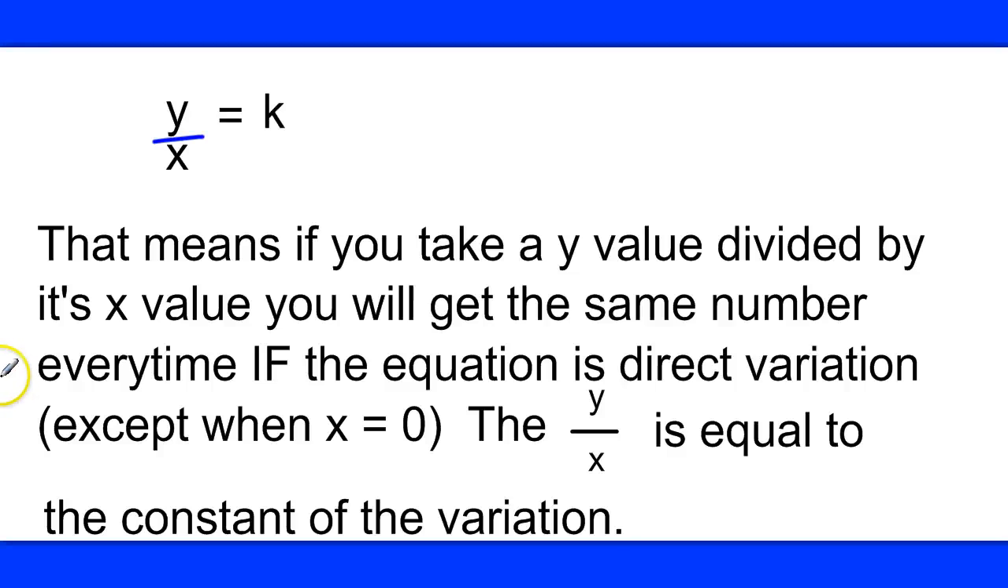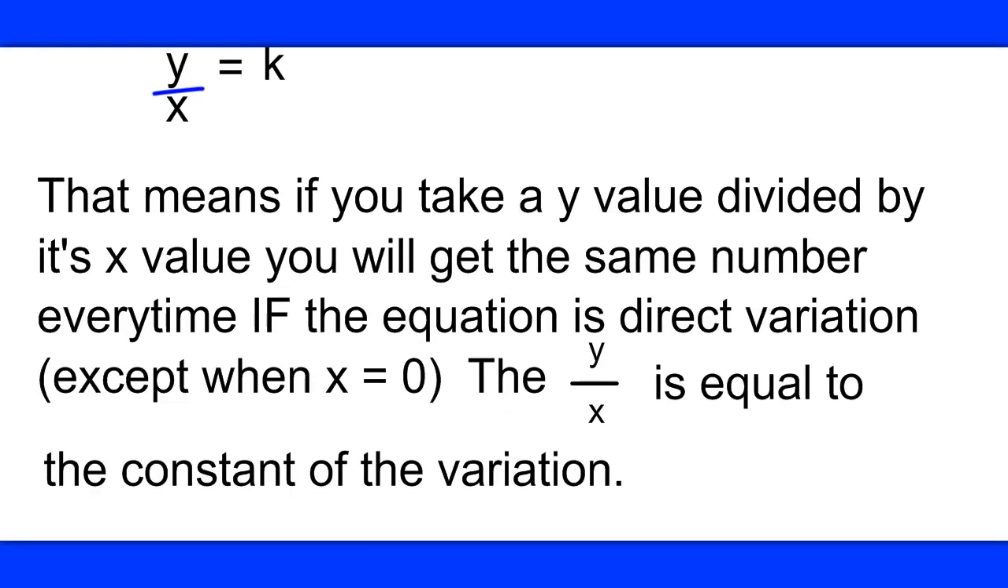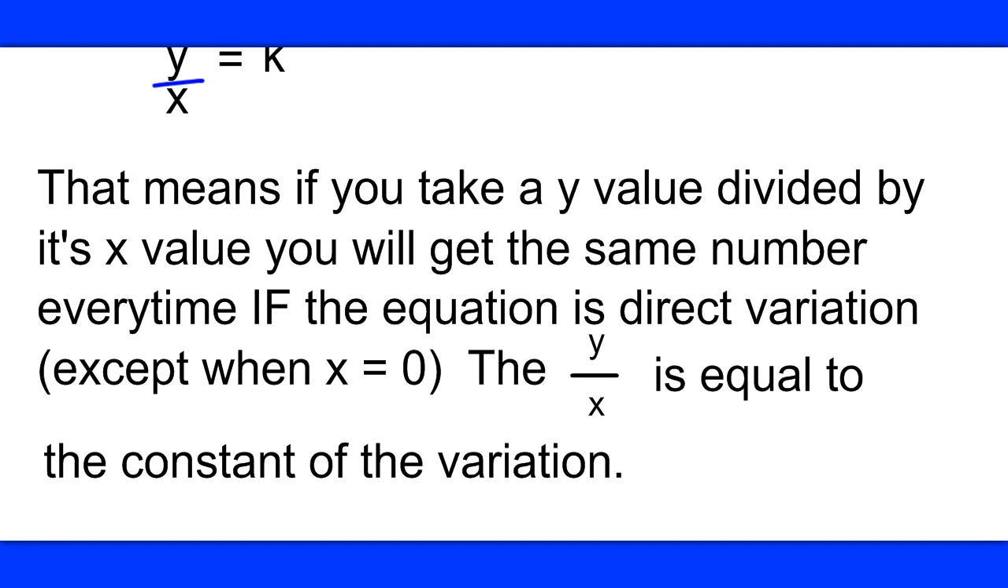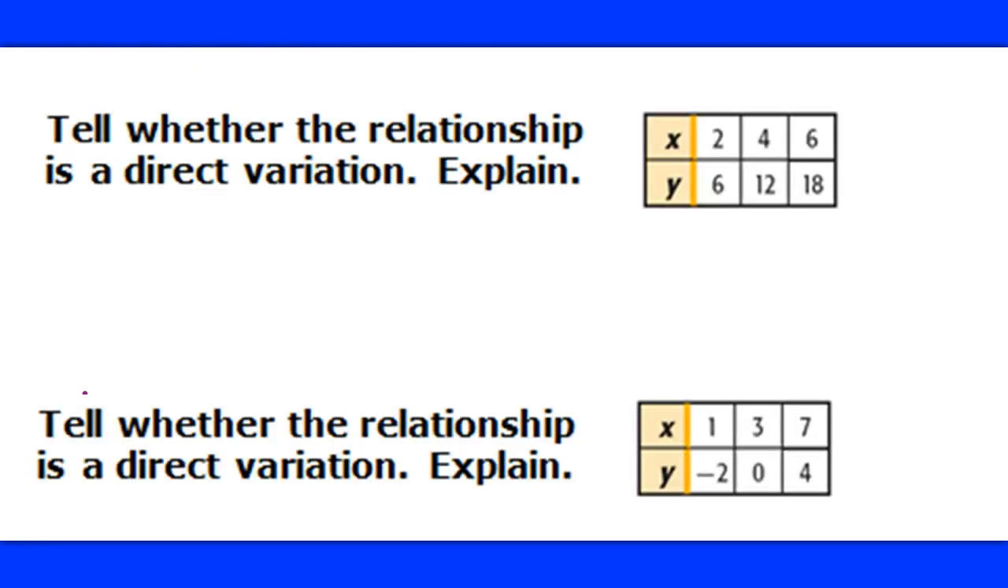So the y over x is what we consider the constant. Y over x is the k value. Okay, it is the constant of the variation. Let's tell whether these are direct variation. Now remember, y over x has to be a constant. It has to be the same.